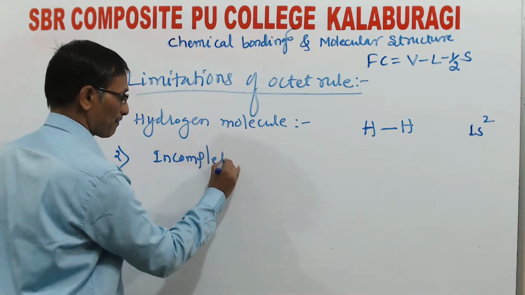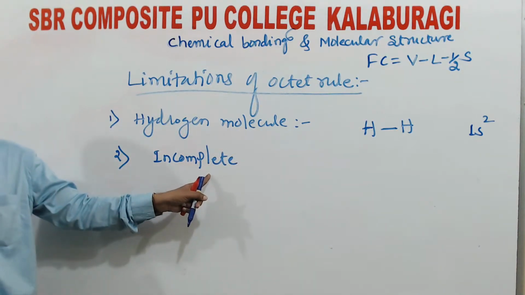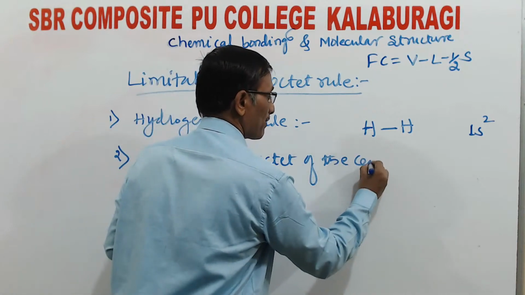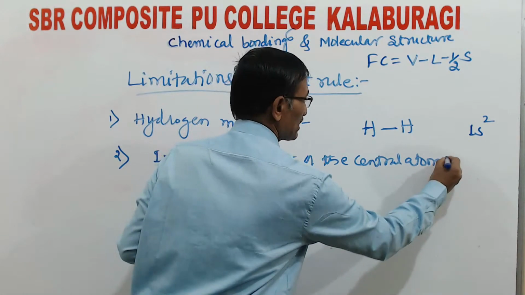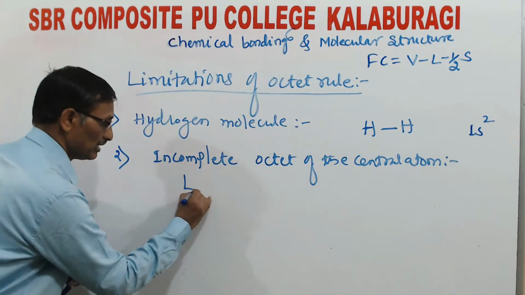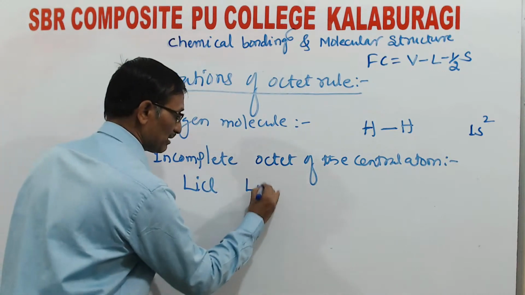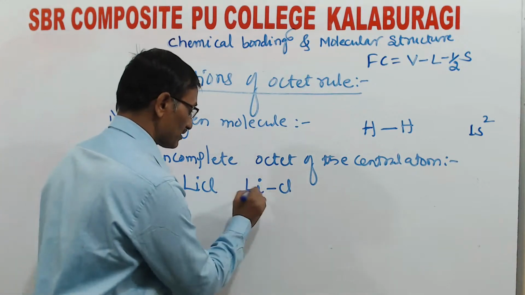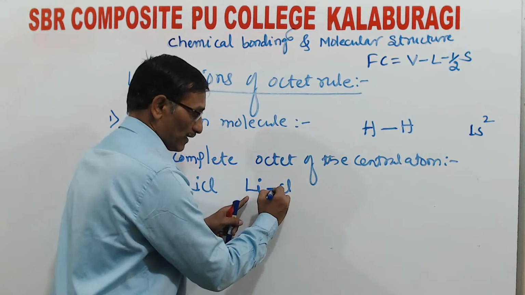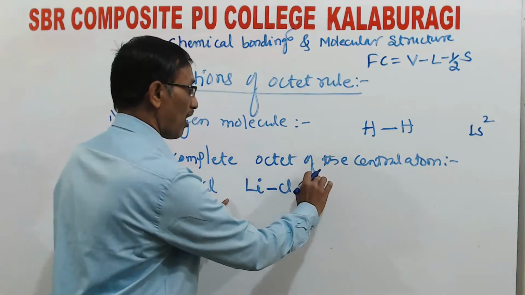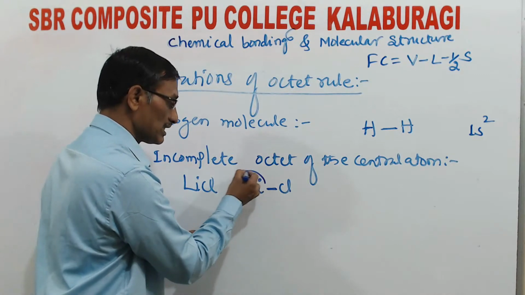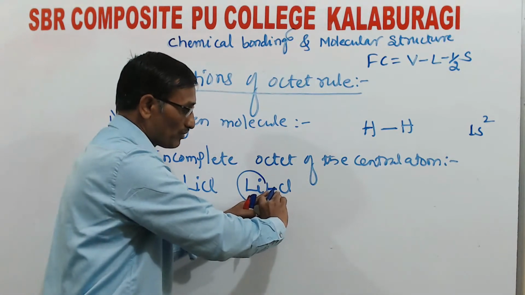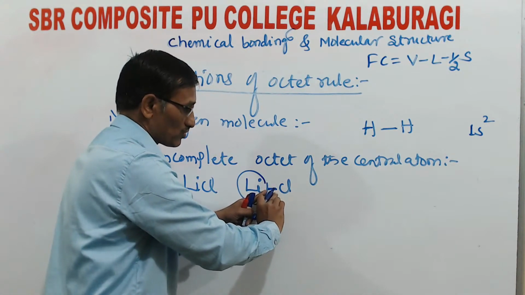Okay. The second one is incomplete octet of the central atom. Which are the examples in this case? First simple example, lithium chloride. Between lithium and chlorine, there is only 1 electron pair. So here also, the lithium atom has an incomplete octet. If I take lithium as the central atom, chlorine is bonded to it, and around lithium there are only 2 electrons.